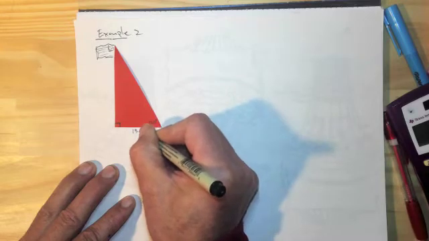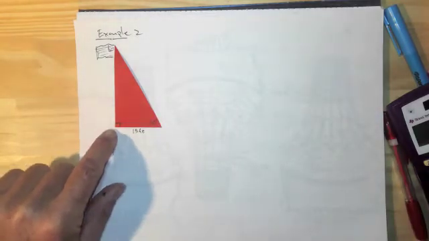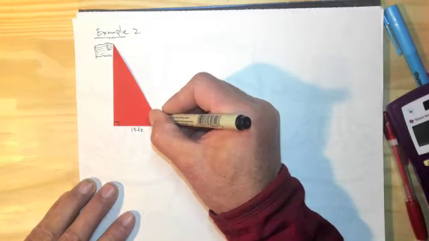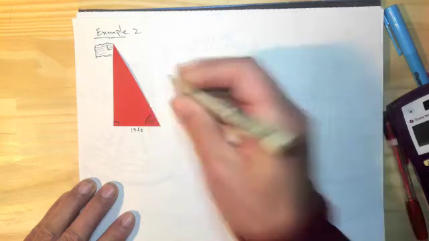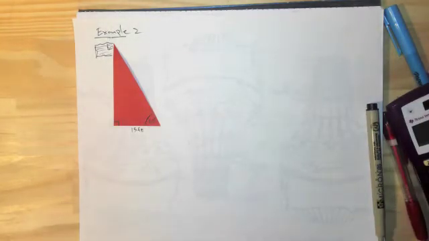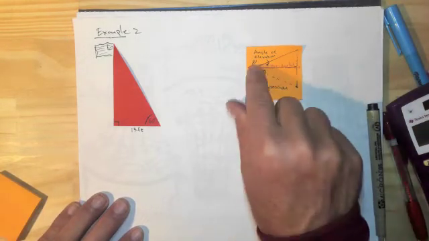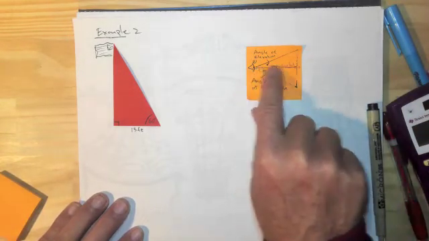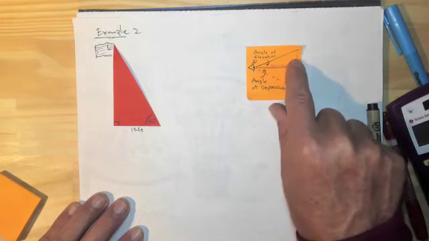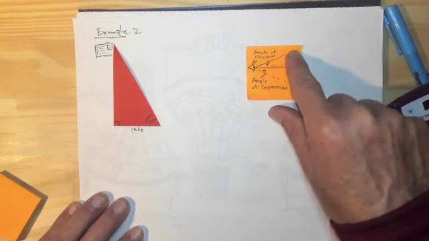Now we can't directly measure the flagpole, maybe, but maybe we can measure this angle. This is called the angle of elevation, and I think that's an important piece of vocabulary, so I'm going to put it over here. The angle of elevation, when you're looking straight out along a horizontal, is the angle that you're looking up at something.